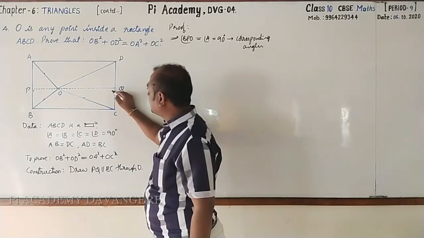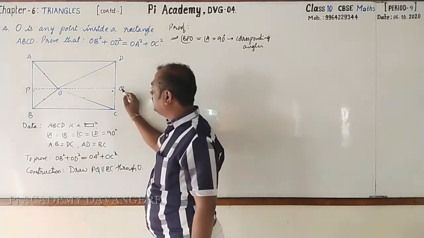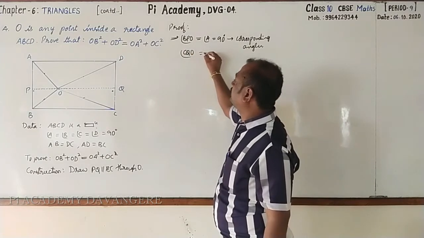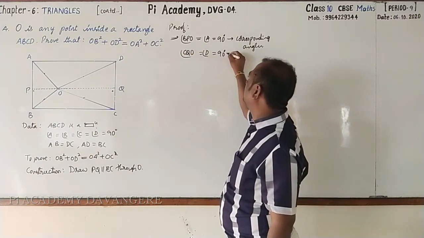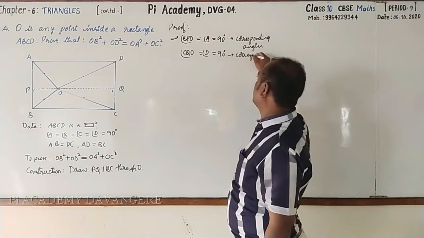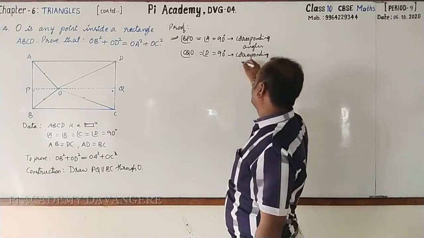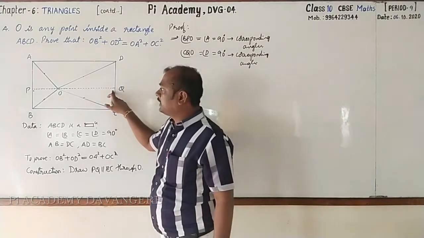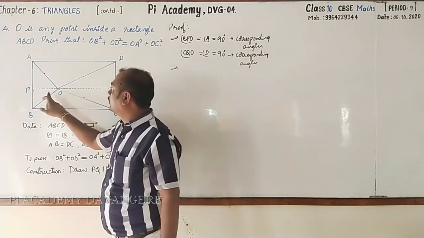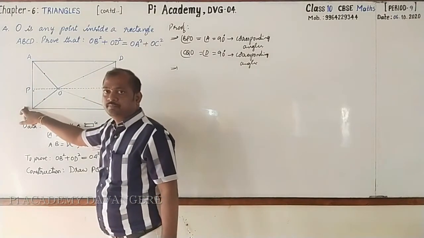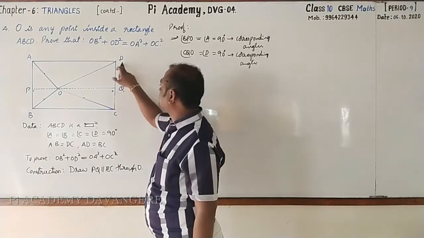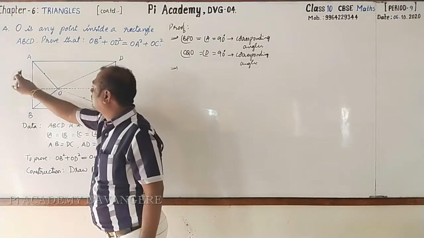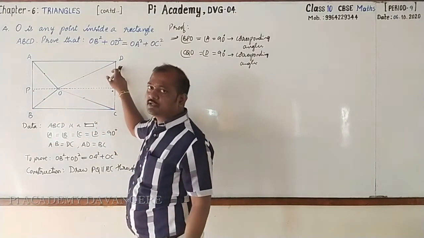Next, similarly, here as well. Angle D is equal to angle CQO. Angle CQO is equal to angle D, which is equal to 90 degree. The reason is the same: corresponding angles. As they are 90 degree, we can say that OP is perpendicular to AB and OQ is perpendicular to DC. Right? With this information, we can write APQD is a rectangle.